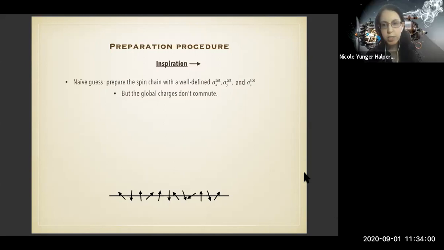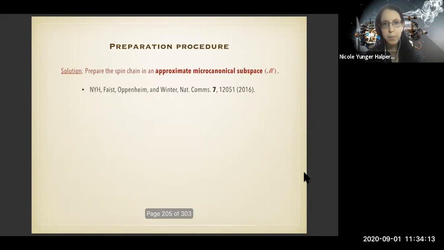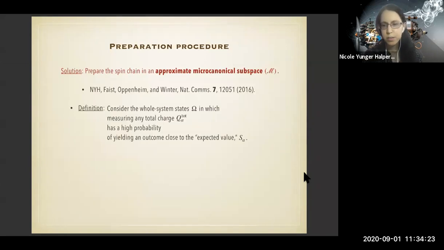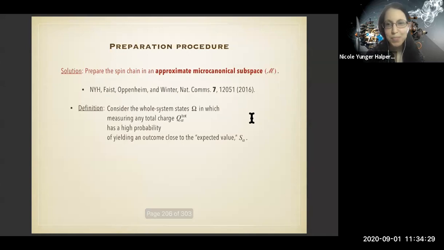So if these global charges don't commute with each other, then they might not share an interesting microcanonical subspace. Namely, they might not be able to have well-defined values simultaneously. We can solve this problem by generalizing the notion of the microcanonical subspace to an approximate microcanonical subspace. That was defined in this paper, which is one of the very abstract theory papers. Here's the definition, basically, that we came up with.